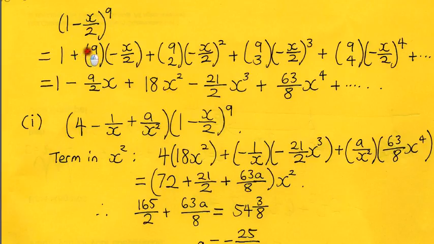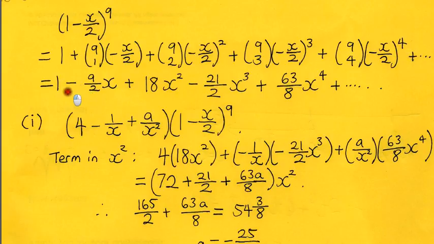Okay, for the second term we take 9C1 multiplied by 1 to the power of 8, which is still 1, so hence I left it out. And of course, (-x/2) to the power of 1. That's the second term, and so on. The third term will be 9C2 times 1 times (-x/2) to the power of 2. So we do this for the first 5 terms.